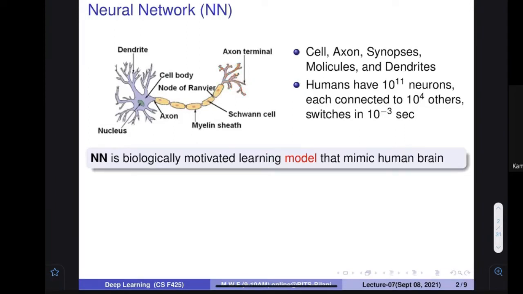If you look closely, dendrites are structures like this. And at the end of the axon, if you try to see, there are structures like this. So what happens is that they actually fit into this particular area.